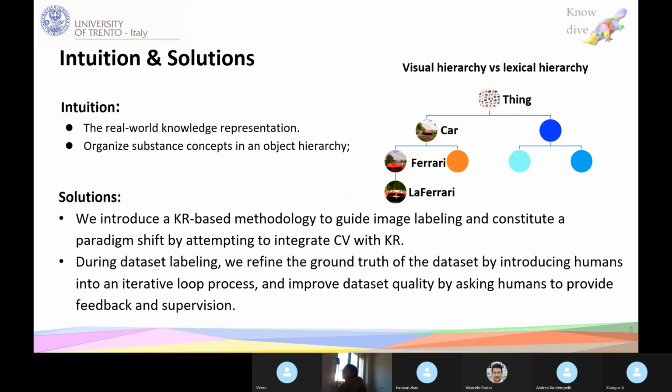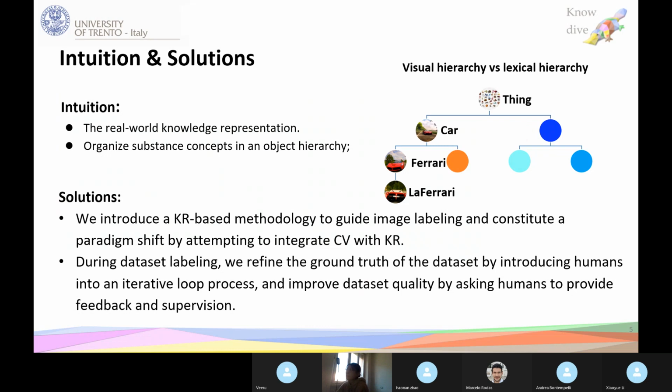Here, to solve the above problems, we got the intuition from real-world knowledge representation, and we also observe that the visual data and the words both can be organized as a hierarchy like this, and both the visual images and the words can express the same substance concepts. So we try to organize the substance concepts in an object hierarchy like this.